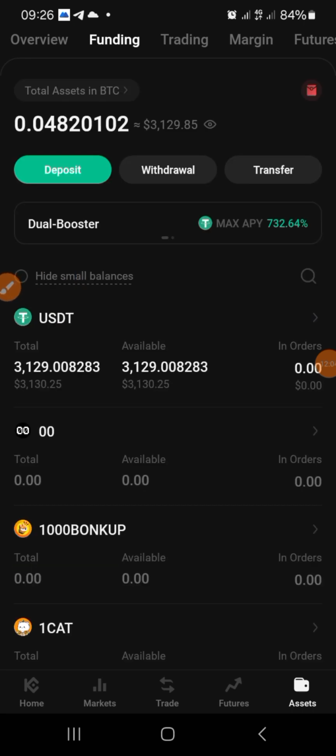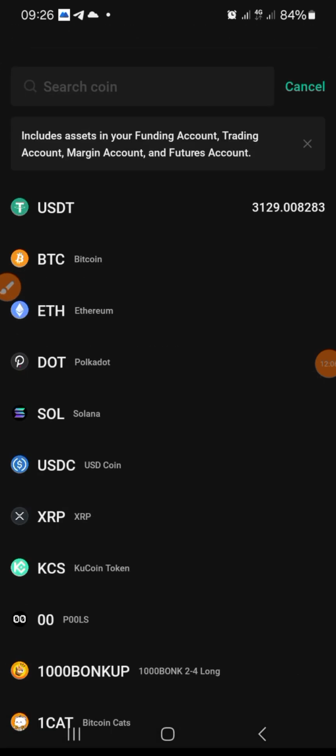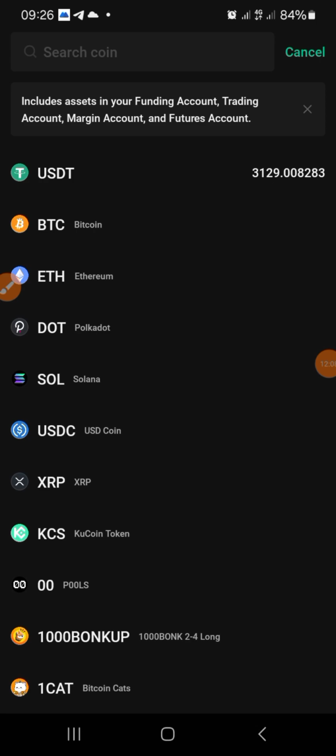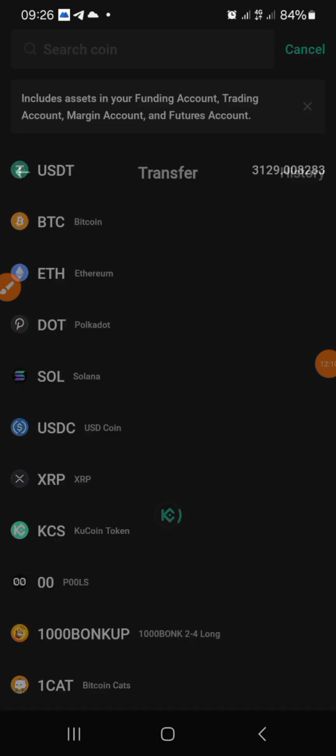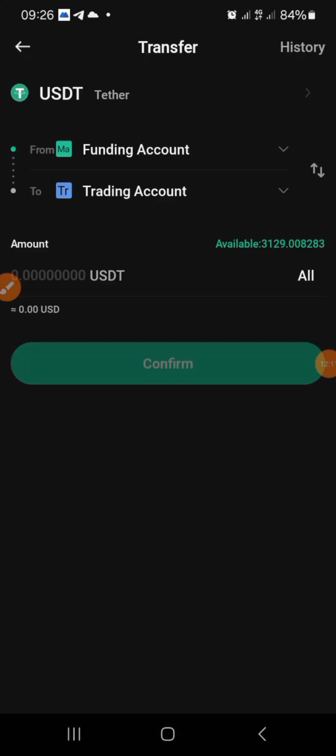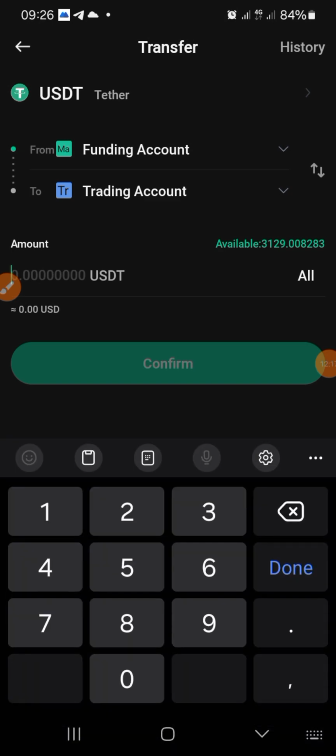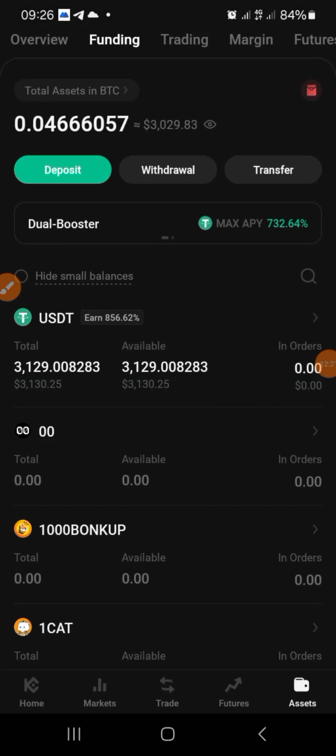So I click there. What I'll do is click transfer. I want to transfer USDT from my funding to my trading account. Let's say I want to use $100. I want to buy PEP probably with $100. So I've been able to transfer $100 from my funding account. When I want to sell back, I will need it to be in the funding wallet too. So that is how you transfer.